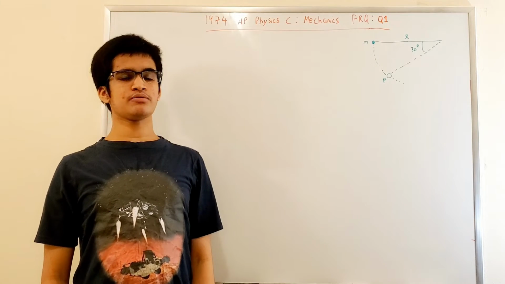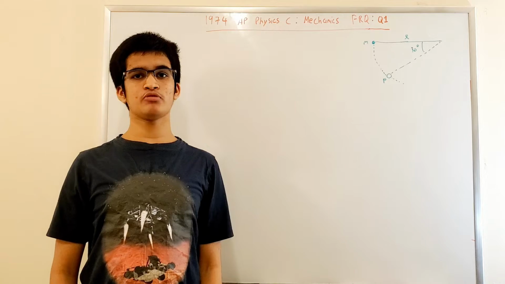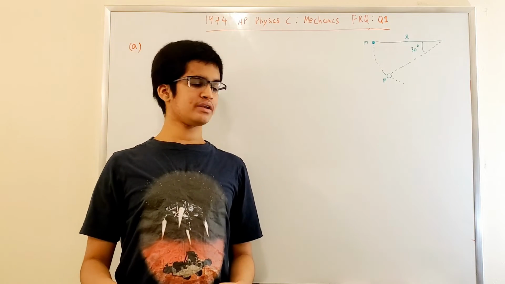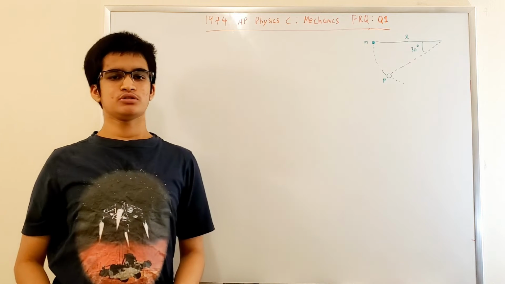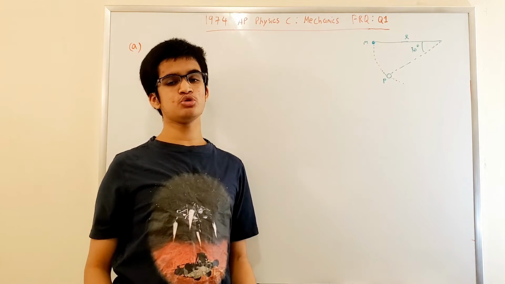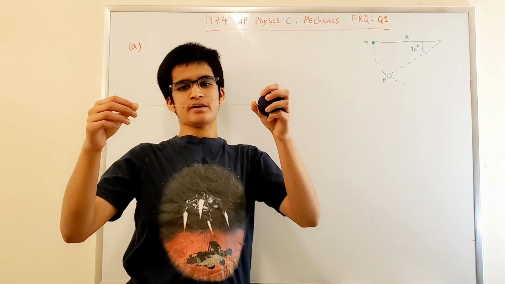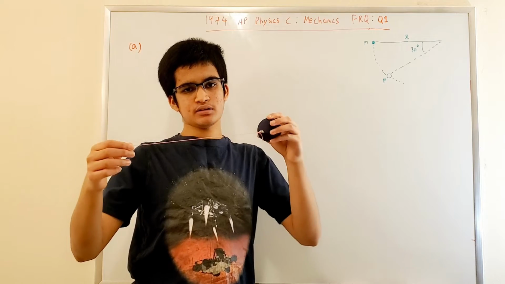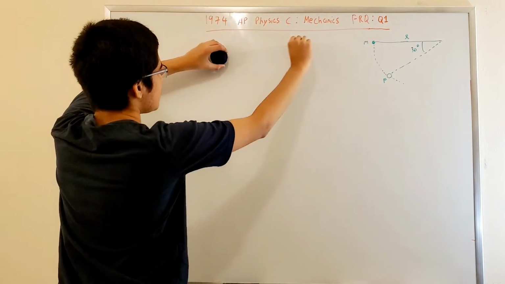Our first part of the free response question asks us to draw a force diagram, or a free body diagram, of the ball when it is at 30 degrees, as shown in the diagram here. Before we start drawing the free body diagram, let us first attempt to visualize the problem. Here I have a ball and a string of some length L. It is going to be in a horizontal position, as shown over here.